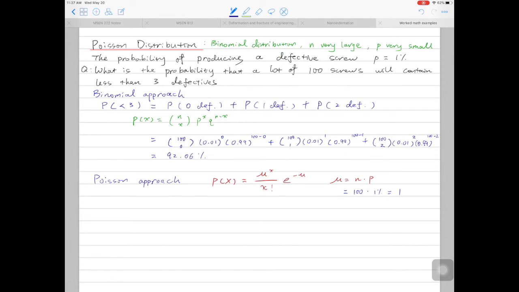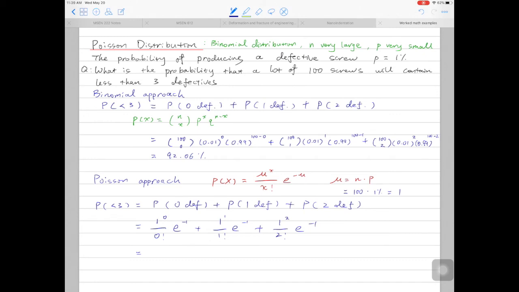That gives us 1. Similar to the previous approach, the probability of having less than 3 defectives is equal to the probability of 0 defective plus the probability of 1 defective plus the probability of 2 defectives. Using the Poisson approach, mu is 1. X in the first case is 0 because we have 0 defectives, so 1 to the power of 0 over 0 factorial, e to the power of minus 1, plus in the second case we have 1 defective, so mu is 1 to the power of 1 over 1 factorial, e to the power of minus 1. In the third case we have 2 defectives, so 1 to the power of 2 over 2 factorial, e to the power of minus 1.